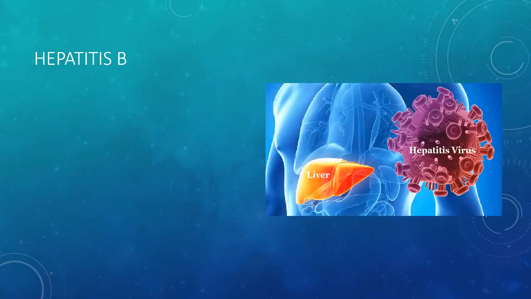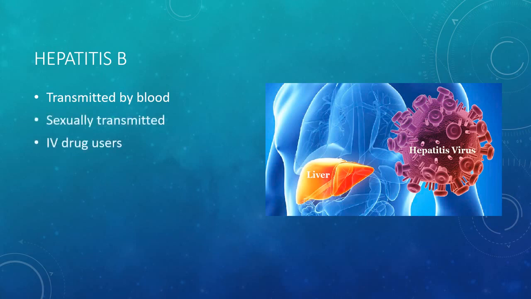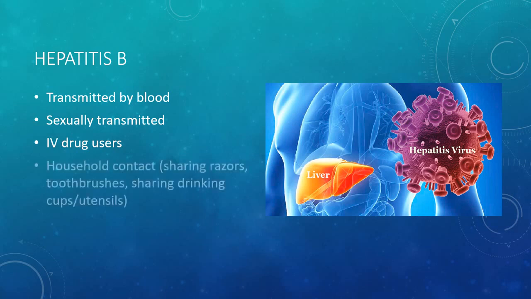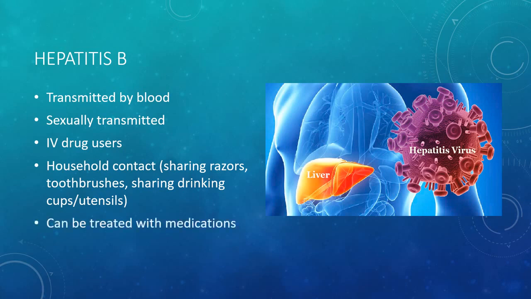Hepatitis B. Hepatitis B can be transmitted by blood, sexually, through IV drug users, and through household contact, such as sharing razors, toothbrushes, drinking cups and utensils. It can be treated with medications, and vaccines are available for hepatitis B.